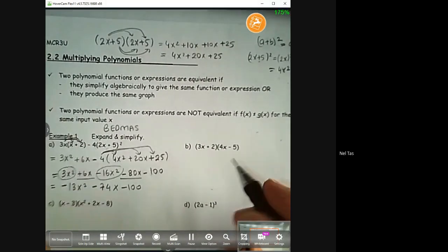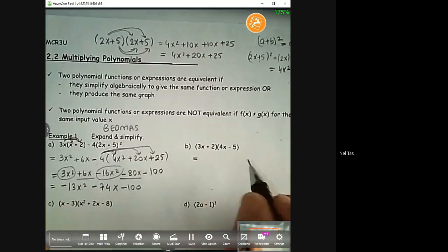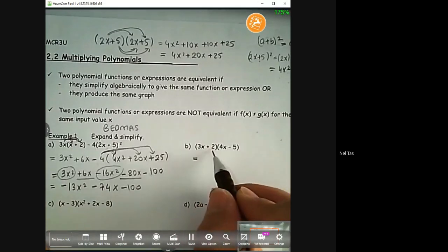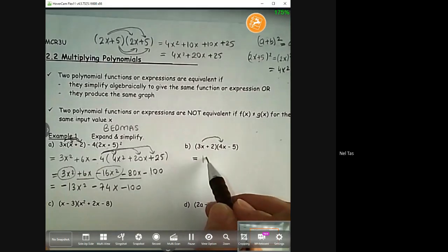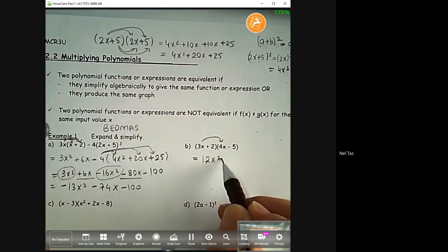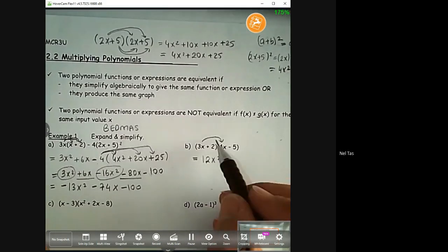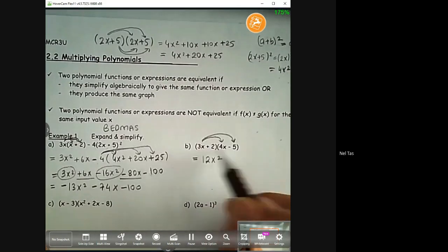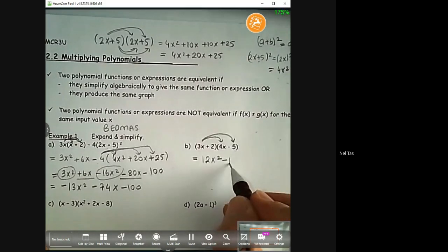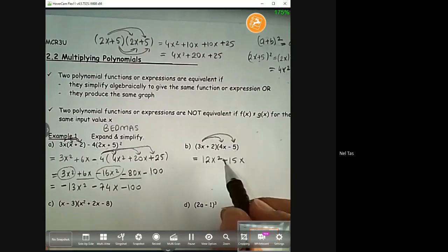Okay, let's look at part B. We have multiplication of binomials here. Okay, we're going to apply FOIL. So we multiply the first terms, 12x squared. Then outside terms, 3x times negative 5, negative 15x.